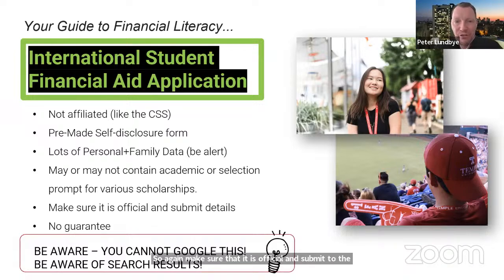Again, there is no guarantee that just because you fill out an ISFAA form, that you will be granted need-based awards. So I hope that comes through. And again, you can try to Google this, but be aware that there is no single centralized ISFAA form. So if you Google that, you will simply find a bunch of different links to institutions. Some of them are private and some of them are corporate. So be aware of the search results if you look into actually Googling ISFAA.